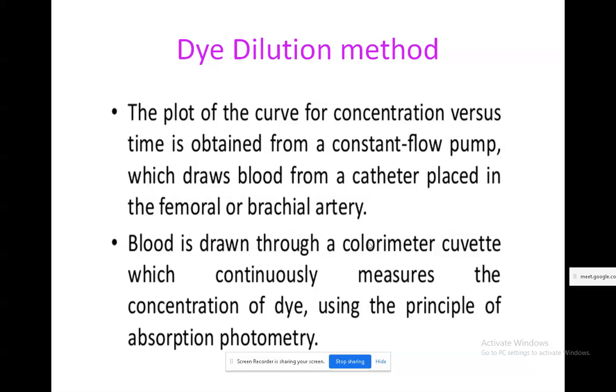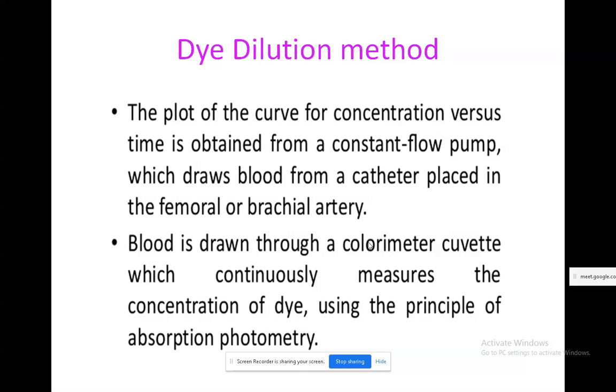The plot of the curve for concentration versus time will be obtained by a constant flow pump, which will draw the blood from a catheter placed in the brachial artery or femoral artery. So we can get the output based on the concentration of dye present in the blood flow of the heart. The blood will give the plot curve. We can receive the concentration of dye by placing the catheter at the femoral or brachial artery.